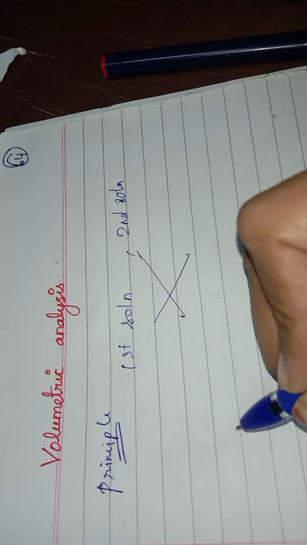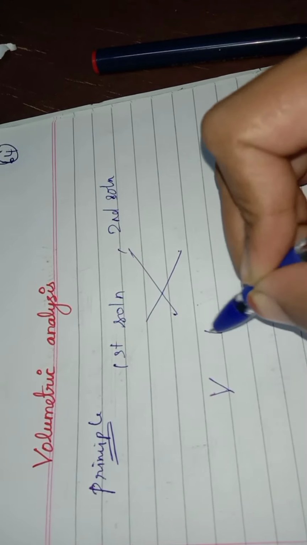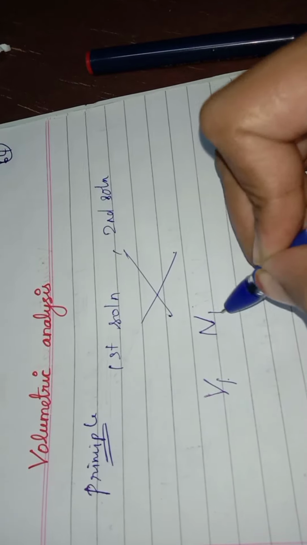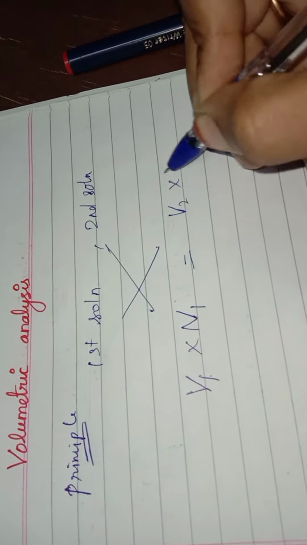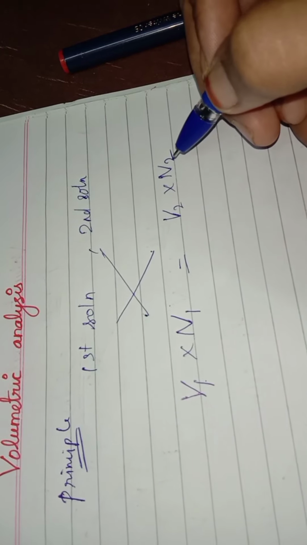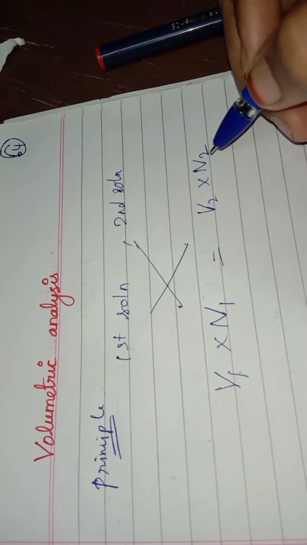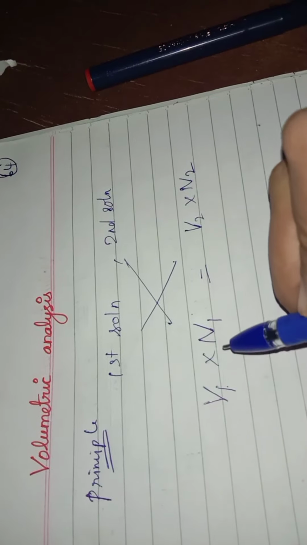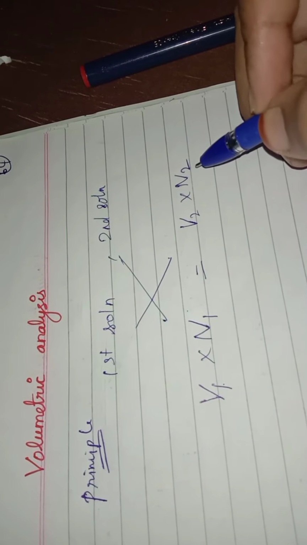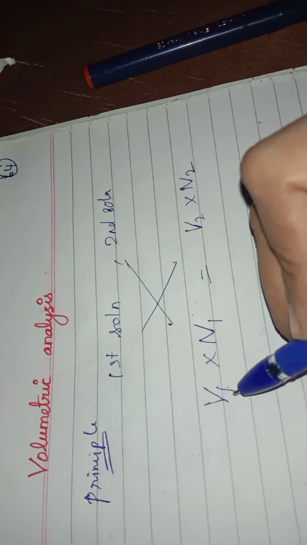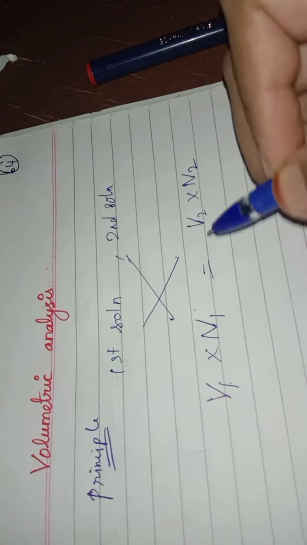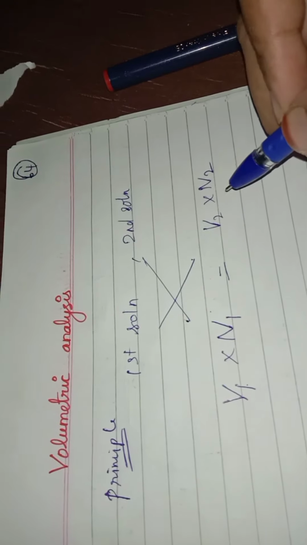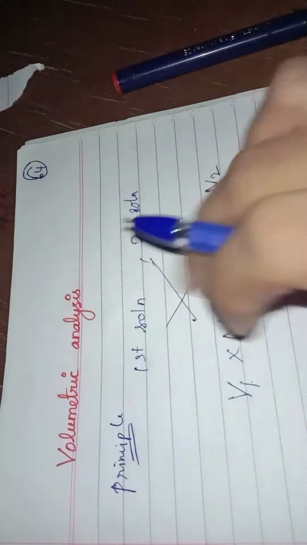So the product of volume and normality of the first solution is equal to the product of volume and normality of the second solution, and this is the basic principle of volumetric analysis. V1 into N1 is equal to V2 into N2. V1 means volume of the first solution and N1 means normality of the first solution, which is equal to the volume and normality of the second solution. This is the basic principle of volumetric analysis.